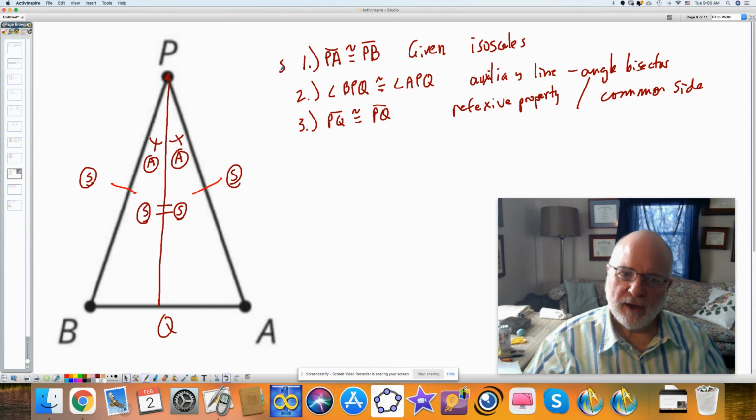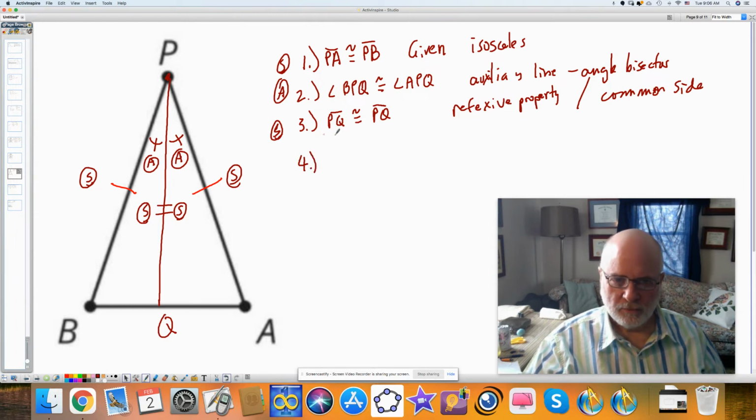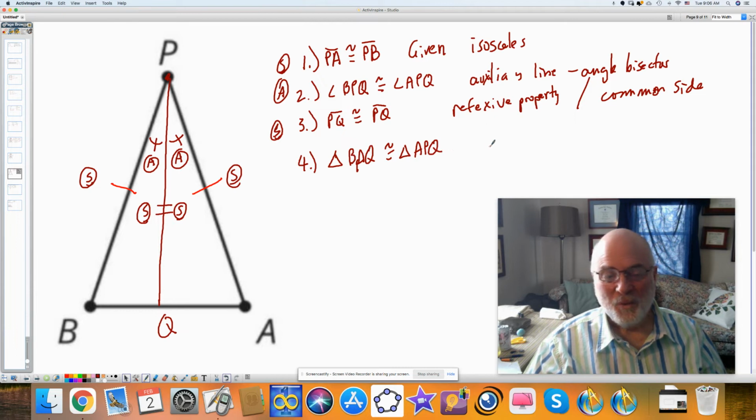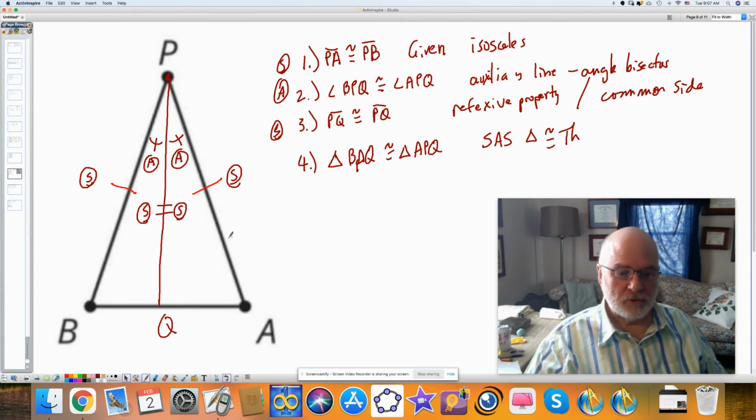Now this is a side, this was the angle, this was in between the two sides. So we have two sides and the angle in between. So since we have this information, we could say the triangle BPQ is congruent to triangle APQ. And what reason do we have for that? Well, we have proved the side angle side triangle congruence theorem, and you can use this shorthand if you want. We've proved that. So these two are congruent.